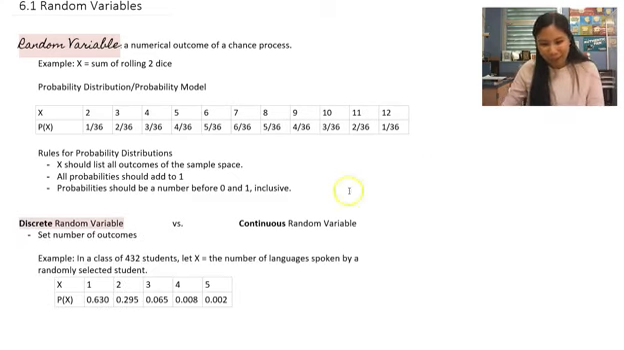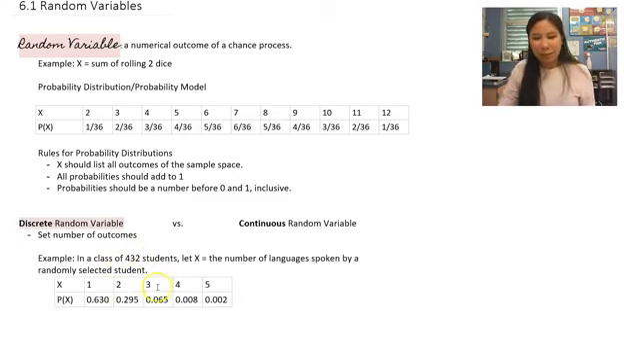Let's do an example together. We're going to pretend that in some class of 432 students, the variable x stands for the number of languages spoken by a randomly selected student. Reading this chart, this means that the probability of selecting a student out of those 432 who can only speak one language would be 63%. The probability of selecting a student who can speak 2 languages is 29.5%, and so on.